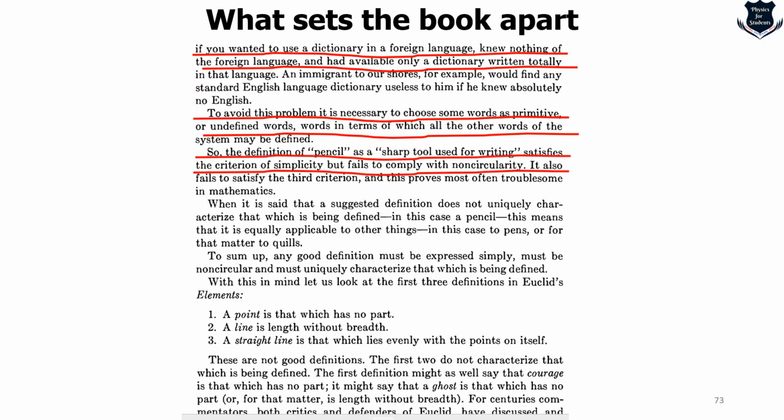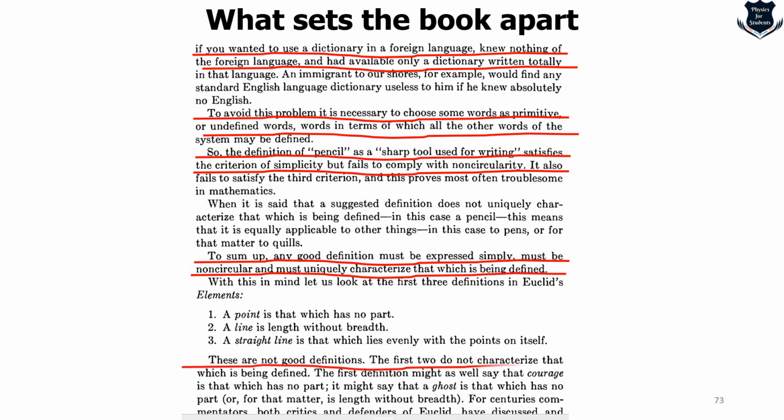So the definition of pencil as a sharp tool used for writing satisfies the criterion of simplicity but fails to comply with non-circularity. That means it is not circular, it won't come back. And that is why, with this in mind, let us look into the first three definitions. A point is that which has no part, a line is a length without breadth, a straight line is that which lies evenly with the points on itself. So that means that whenever you are making a definition, it should not be circular, but it should be simple. And these things are taken as primitive. That means it is something which is undefined. You have to assume that.